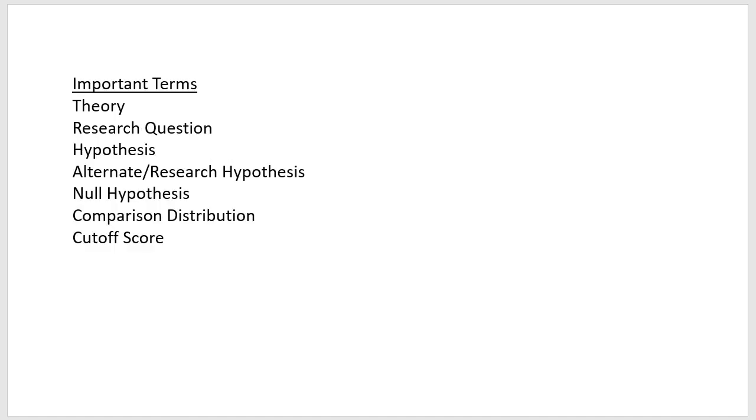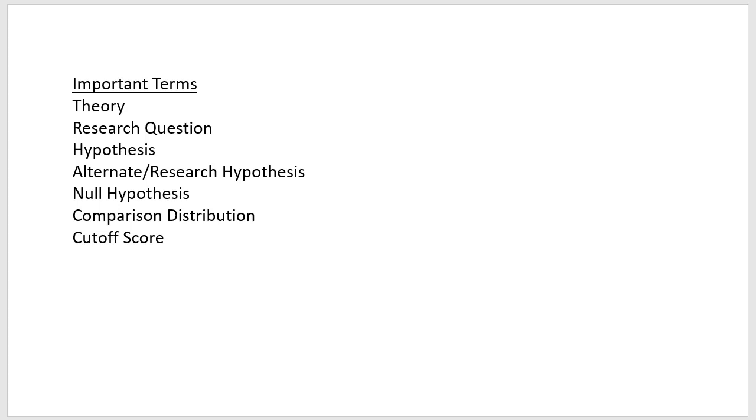Some important terms for you to be paying attention to in this chapter are theory, research question, hypothesis, which is also kind of alternate or research hypothesis. So the hypothesis is made up of two sub-hypotheses. The null hypothesis, the comparison distribution, and the cutoff score. So make sure that you're paying particular attention to those. If you have questions about those individually, reach out. But I think that by the time we're done with this and the reading, you will have them down.